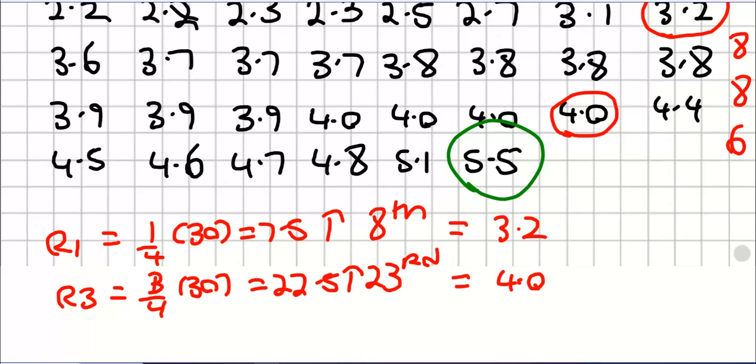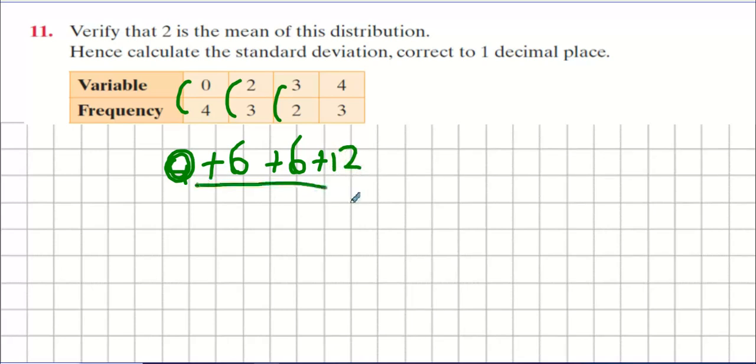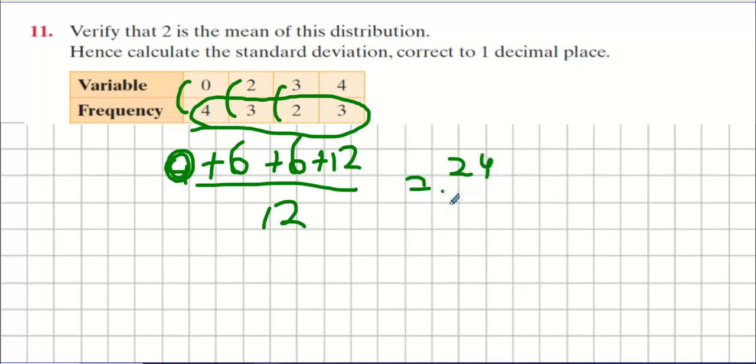Just follow the recipe. Actually, if it says verify 2 is the mean, I probably would work it out if it's easy. What's 0 times 4? 0. 3 times 2? 6. 3 times 4, 12. How many people was there? 12. 24 divided by 12? 2. Just a way of calculating the mean.